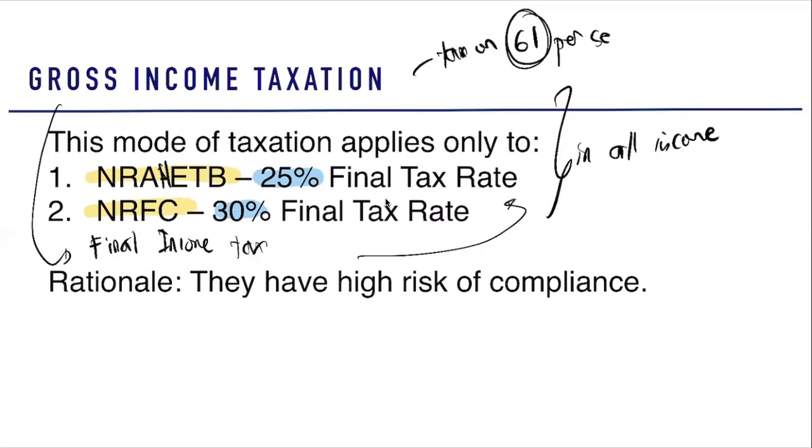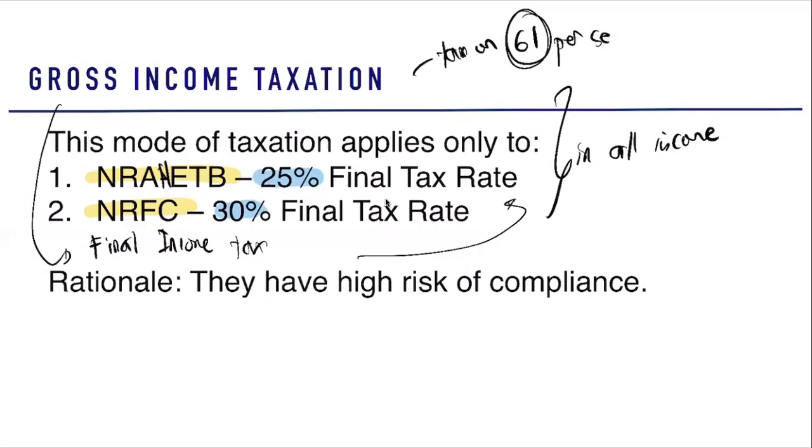Sir, why do we say NRFC is a person? Because it has a personality, only that it is a juridical person. Okay, so it only applies to two persons, NRA and ETB and NRFC. Final income tax. So all of our passive incomes, later you will learn that they are taxed at 25% or 30%, except for certain items, which we will also learn.